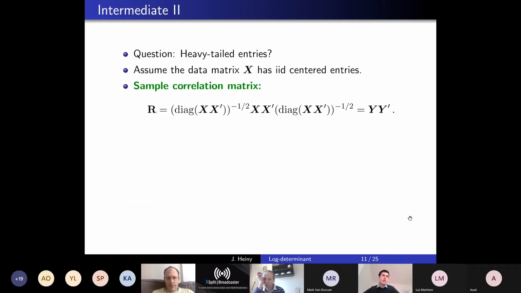Instead, I want to ask another quite natural question: what happens if you have different entries? For example, consider heavy-tailed entries. Heavy-tailed entries in the sense that certain moments don't exist, or that you have just power law tails. Just think of a Pareto distribution with a tail of the kind x to the minus alpha.